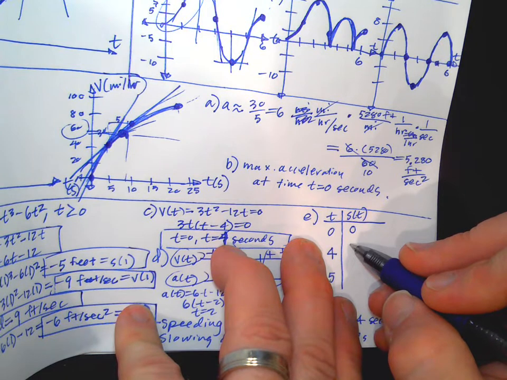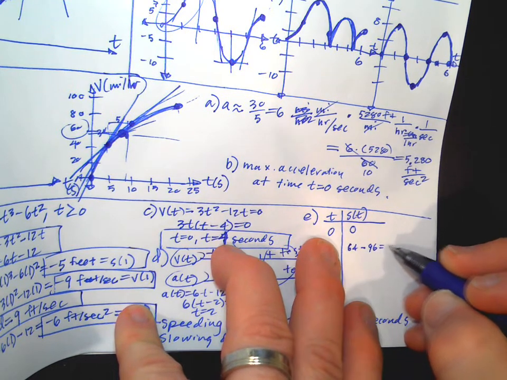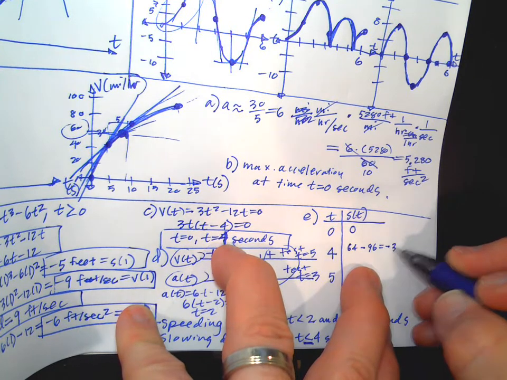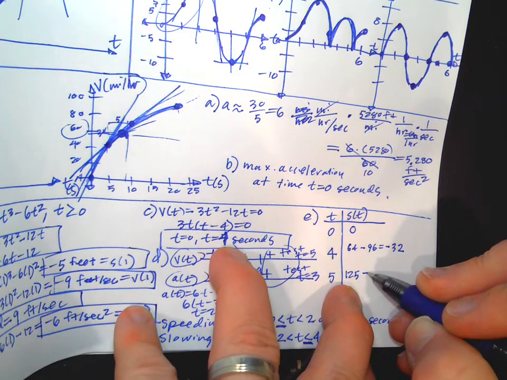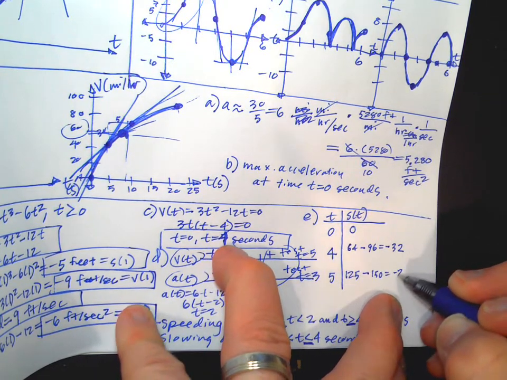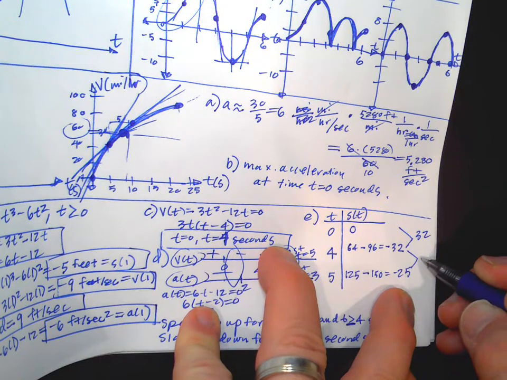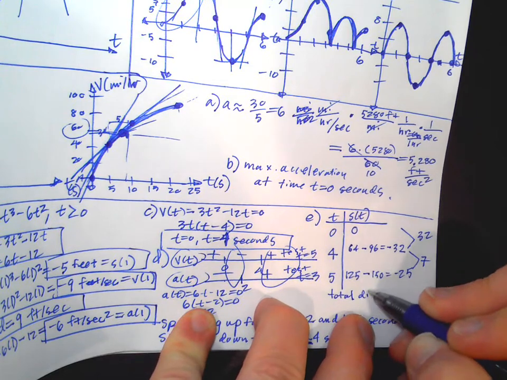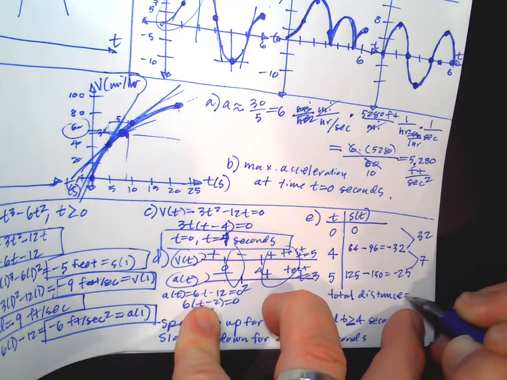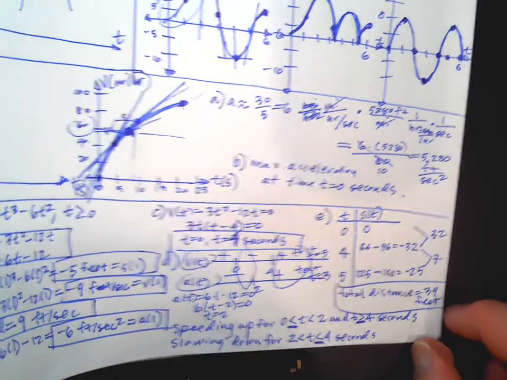What do you get? 4 times 4 is 16. 64 minus 6 times 16 is 96. So that's negative 32. Then you plug 5 in, you get 125 minus 150, so that's negative 25. And if you find the distance between these, distance is always positive, the absolute value of the difference, and you add those up, you get the total distance traveled by a particle. So total distance is 39. The units are feet. So that's how you do total distance. Okay.